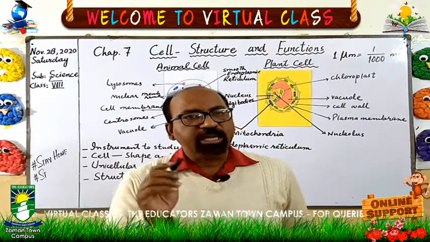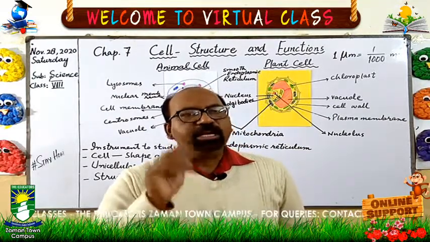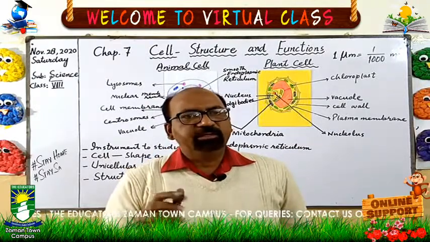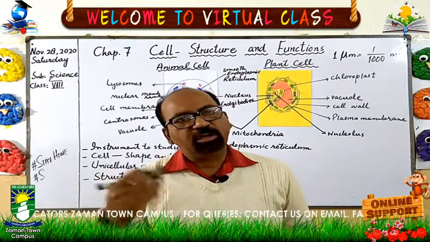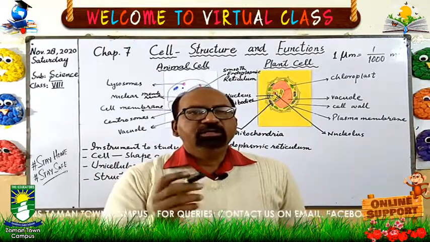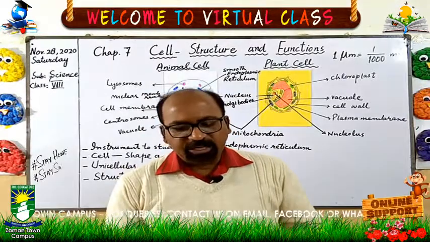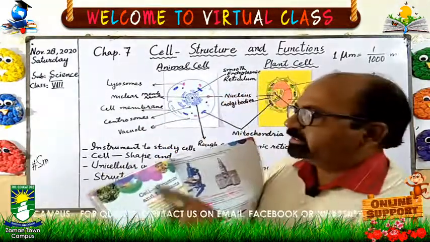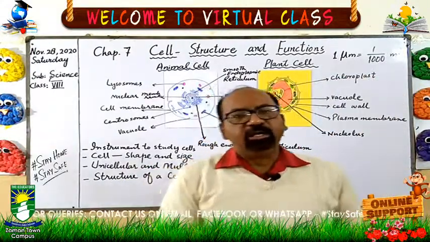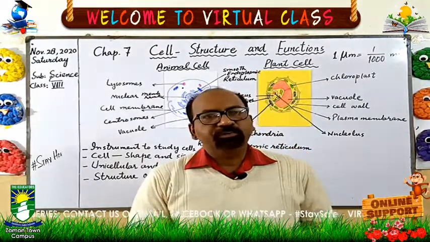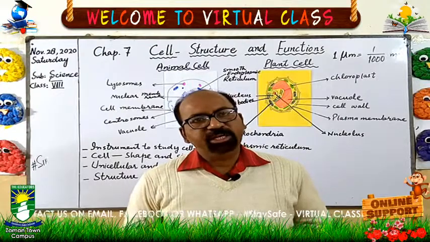But before starting the work, you will make the title page. First, you will make a title page saying the final term has started. On the next page you will make a title page of chapter number 7, cell structure and function, and then you will start the questions of assessment 2, question number 1 and 5, and after that you will make the diagrams.